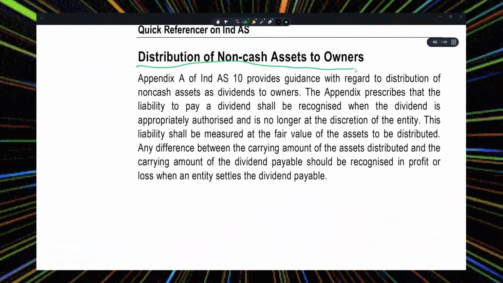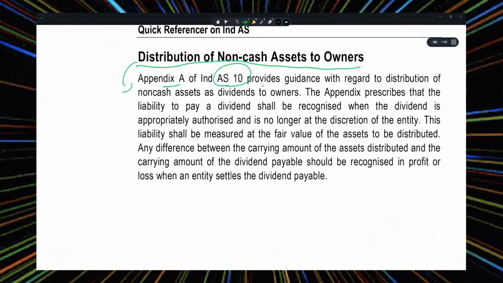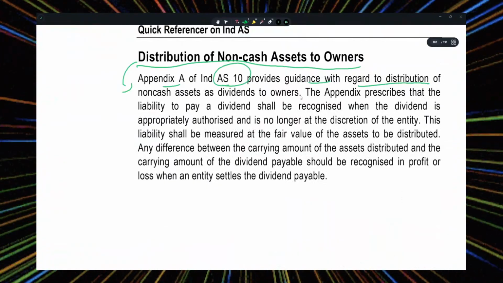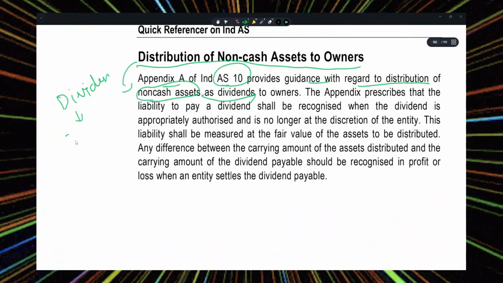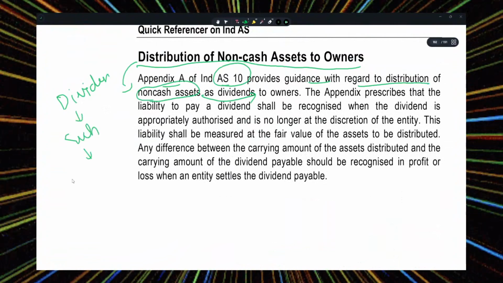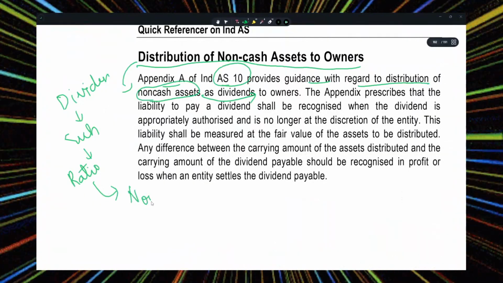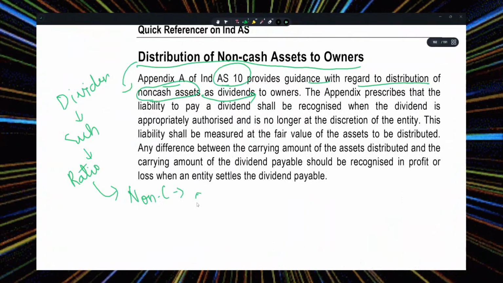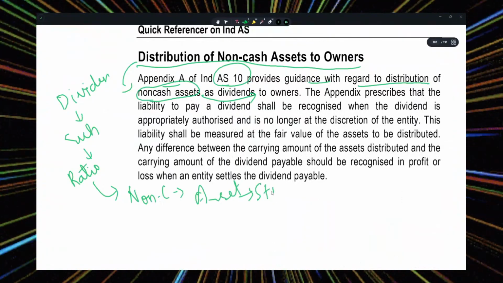Distribution of non-cash assets to owners. What is that? Appendix A of Ind AS 10 provides guidance with reference to distribution of non-cash assets as dividend to shareholders. So dividend we need to give. Dividend is usually given in cash, based upon the ratio of holding. If they are not able to give cash, a non-cash dividend can be used. What is a non-cash dividend? An asset is being given to the shareholder. This is the non-cash dividend.